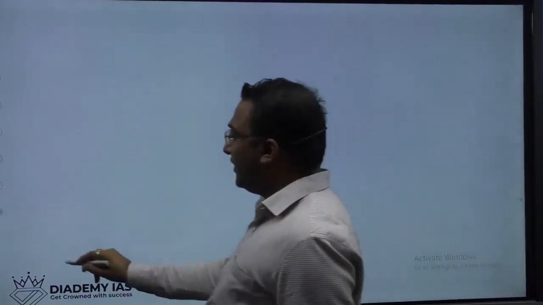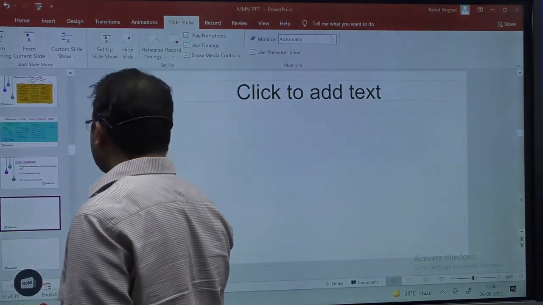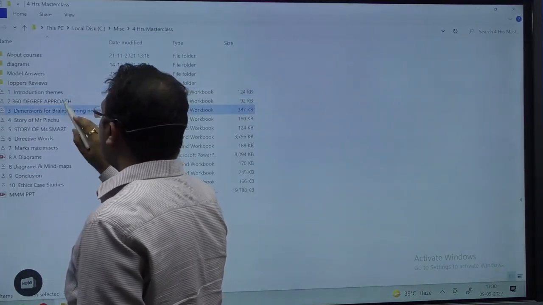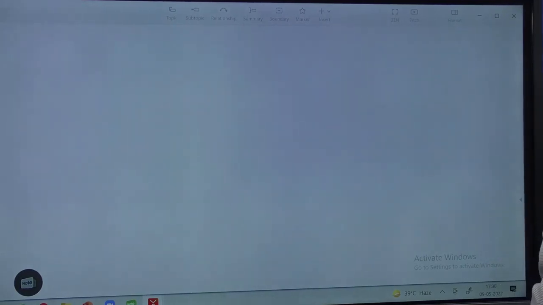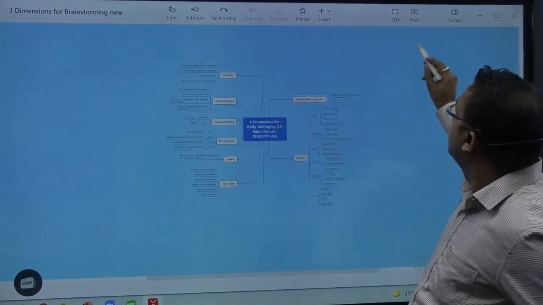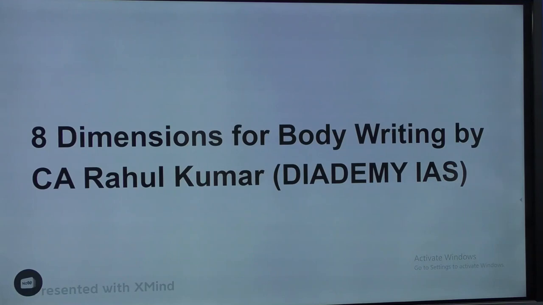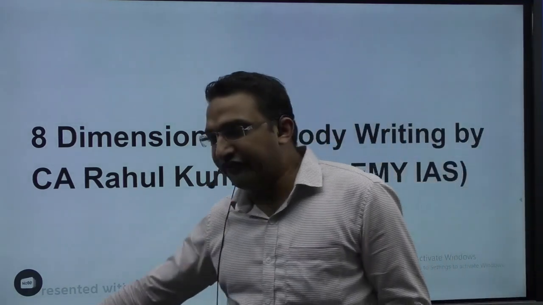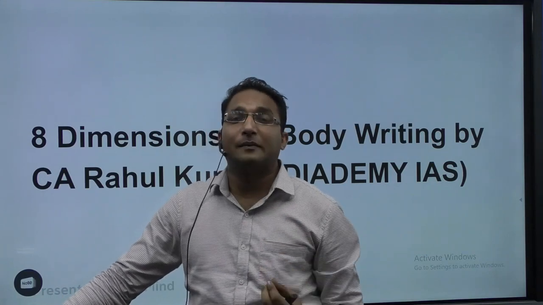So now I'll discuss the different types of dimensions which you can use for brainstorming, for answer writing, right? Basically, again, I will come to different dimensions. Dimensions are basically the broad categories in which you can classify the points. So these dimensions you can use for multiple purposes.